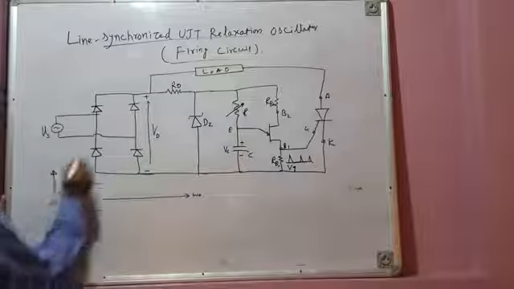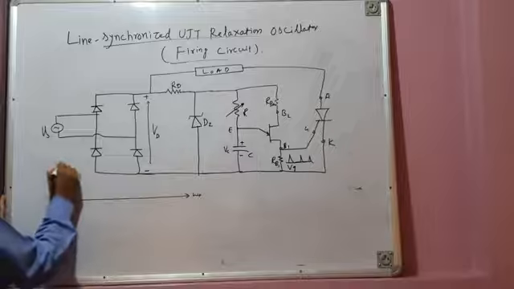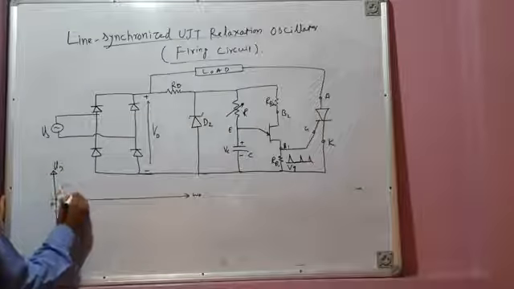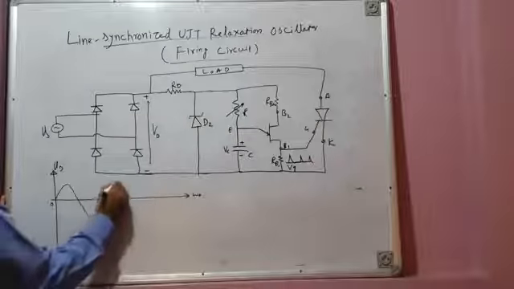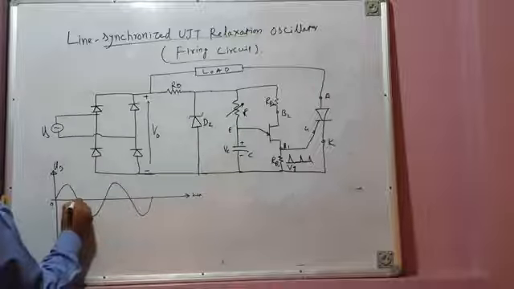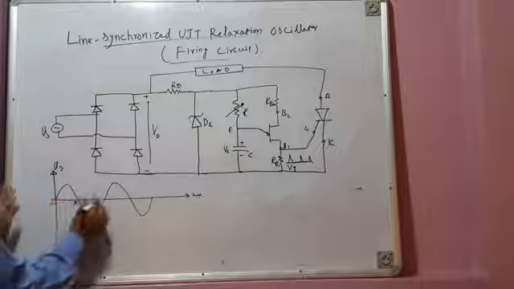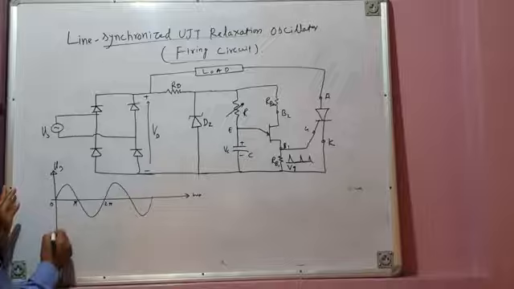First waveform is for source voltage Vs. This is your source voltage Vs. This is 0. These are the zero crossing 0, pi, 2 pi, and so on.